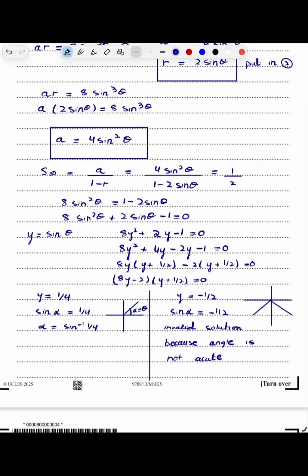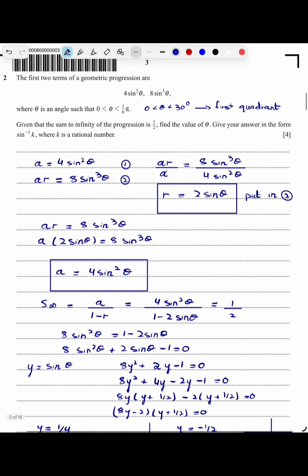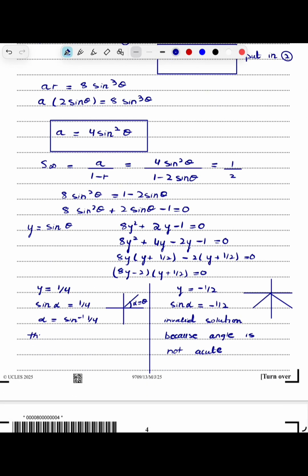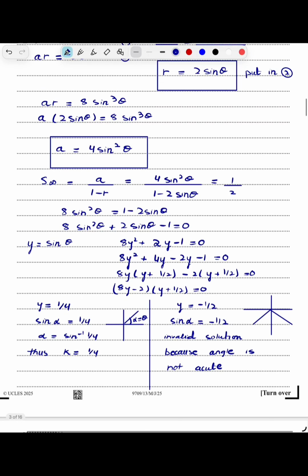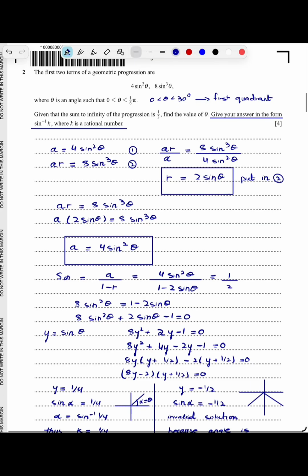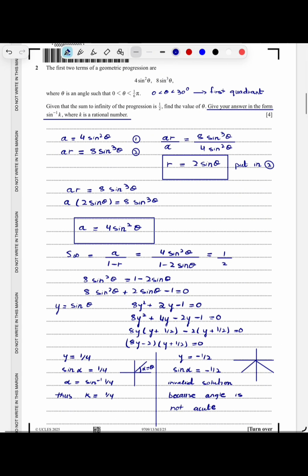But I think we don't need to calculate what the sine inverse of 1/4 is, do we? Because they just want us to give our answer in this form. So what I can do is just say thus the value of k is 1/4. So that's it. This was for 4 marks and it was question number 2.